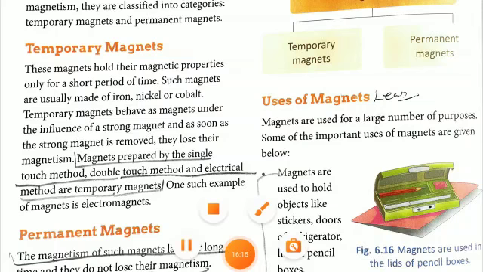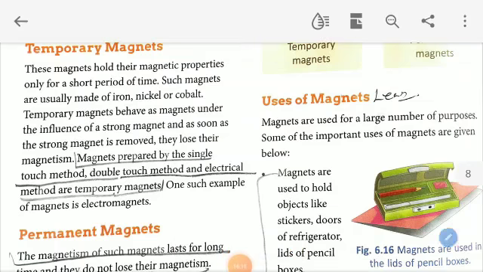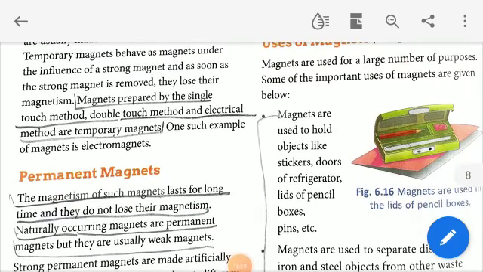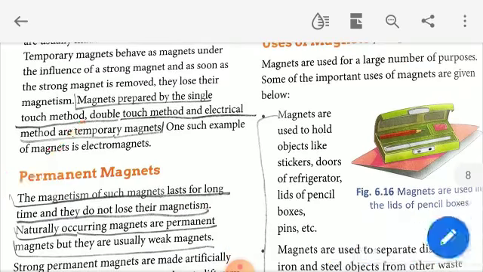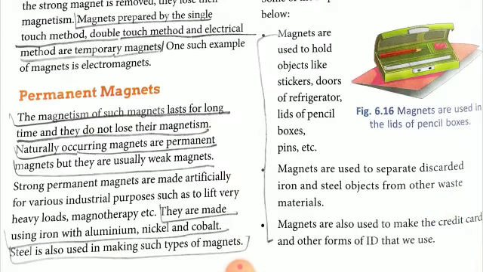Now we will come to the permanent magnet. So what is a permanent magnet? Here you have to study. The magnetism of such a magnet lasts for a long time. Those magnets whose magnetism lasts for a long time are known as permanent magnets. They do not lose their magnetism. It means if you remove the magnet, they do not lose their magnetic property. They hold the property of magnetism in themselves.